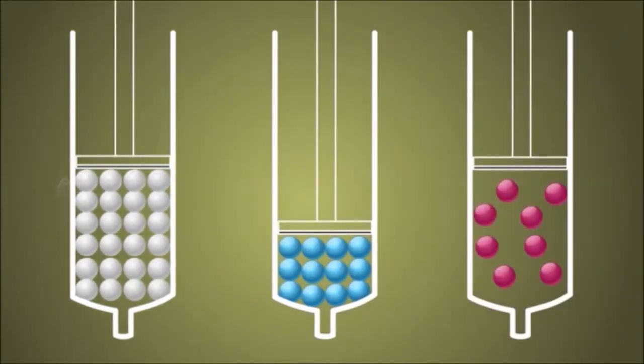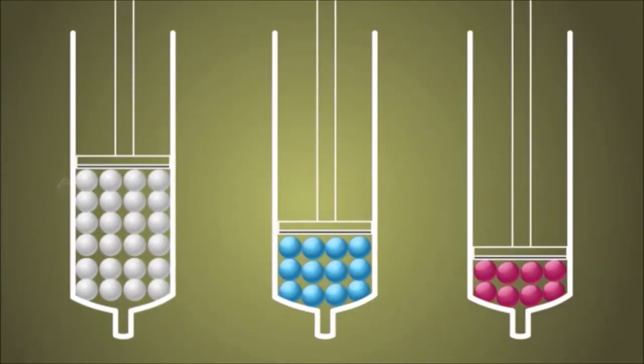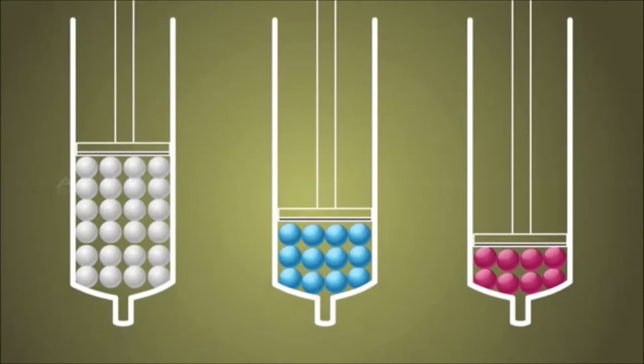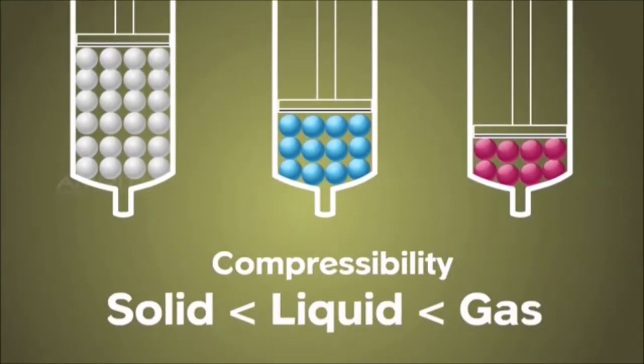The syringe which is empty is easily compressible because the particles in a gas, in this case the air in the syringe, have more space than solids and liquids. This experiment shows that gas is highly compressible compared to solids and liquids.